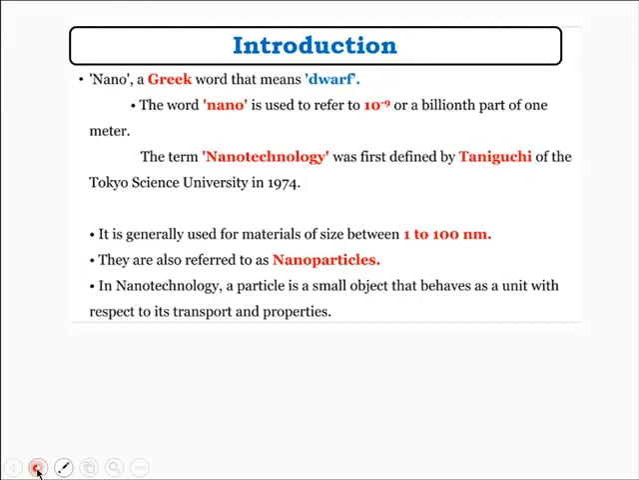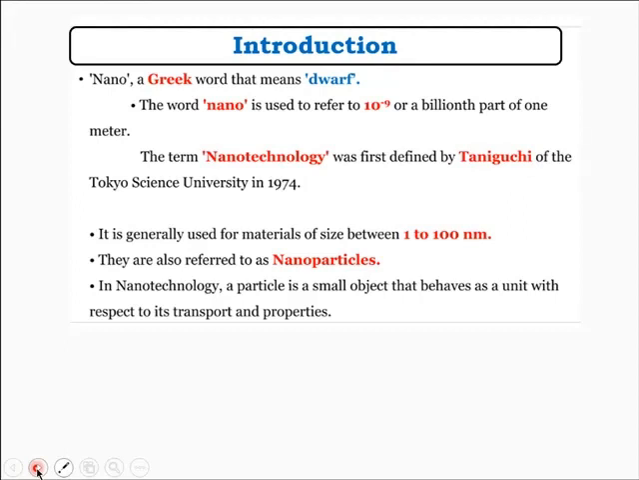The term nanotechnology was first defined by the well-known Japanese scientist Taniguchi of the Tokyo Science University in 1974. It is generally used for material of size between 1 to 100 nanometer. So whenever we discuss nanomaterials, they are all between 1 to 100 nanometer in size, and those particles are known as nanoparticles or nanomaterials.